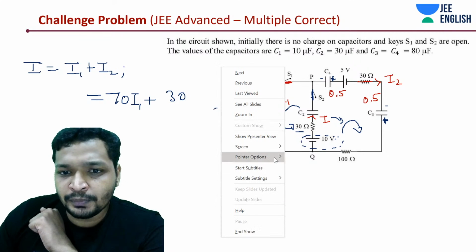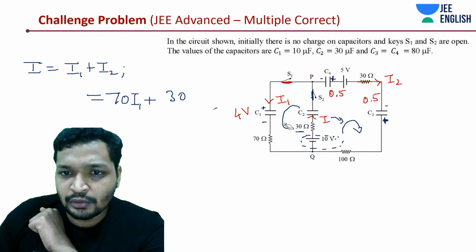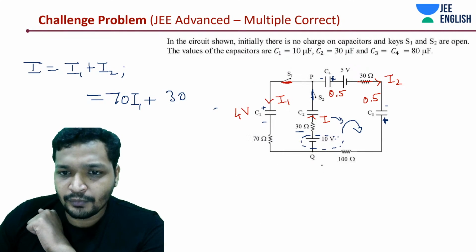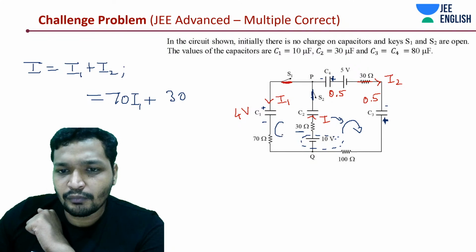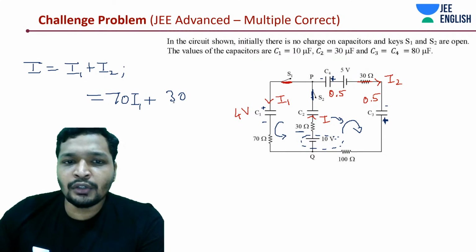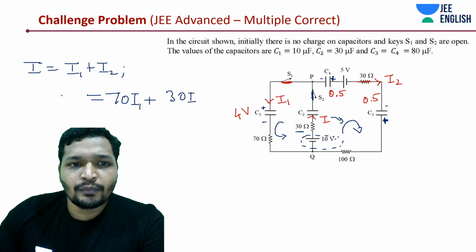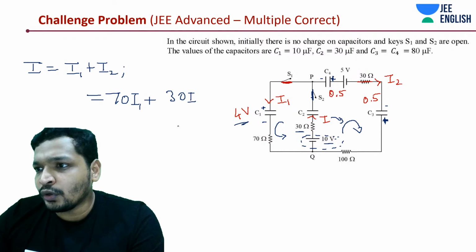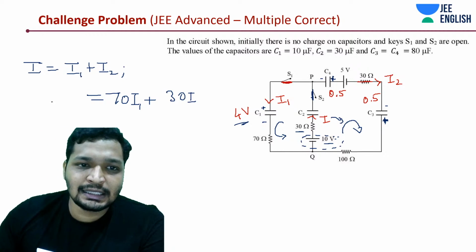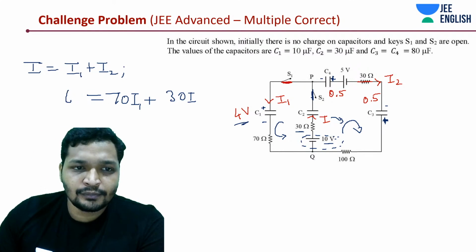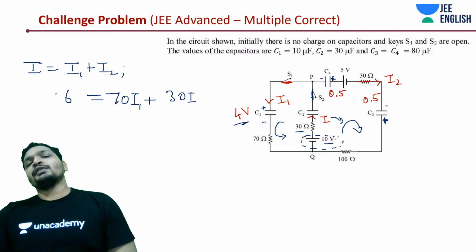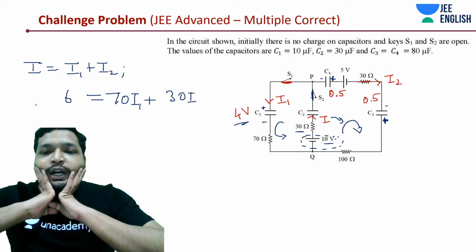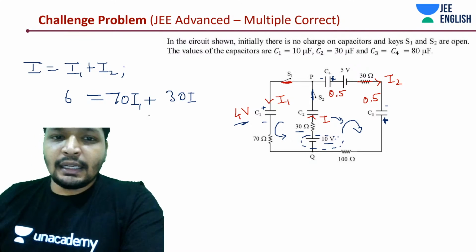I'm running this loop. Let me draw this loop. 30 into I. And how much is this? 10 minus 4. 10 minus 4 is 6. So I guess we are in the correct direction.